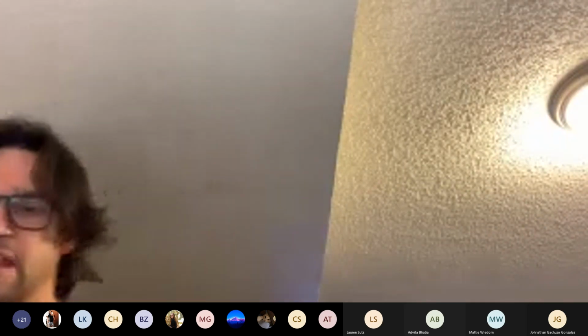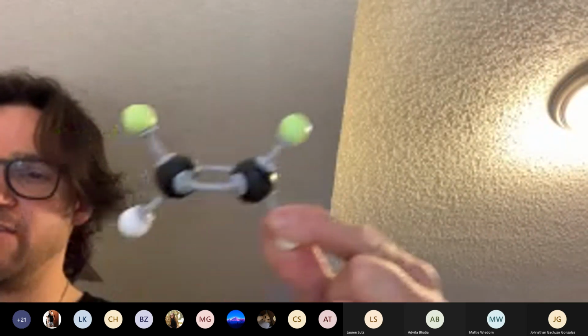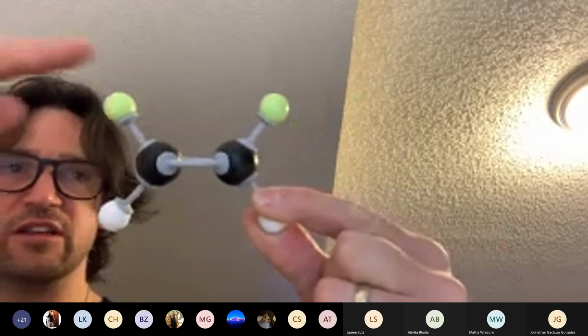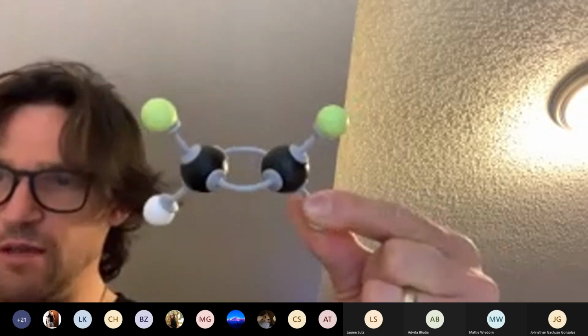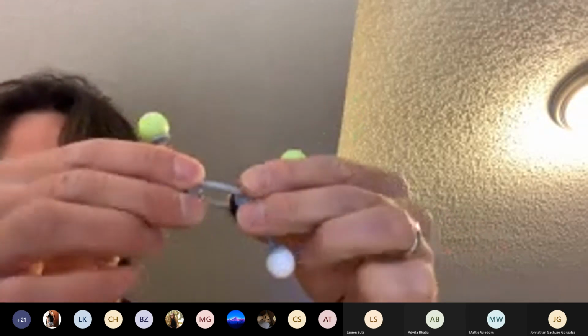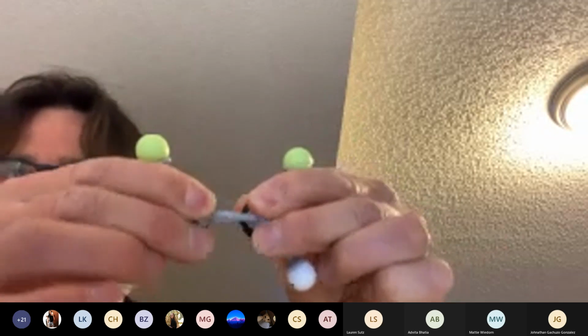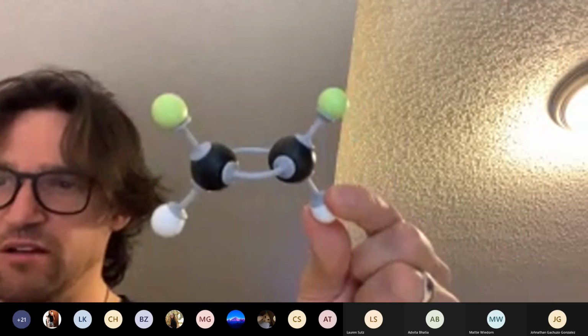Anyhow, so I've gone ahead and I've made two models. I have a cis alkene, so you can see that these two atoms are on the same side of the molecule, and I've got a double bond. There is no way for me to rotate that double bond. Double bonds are rigid, okay?